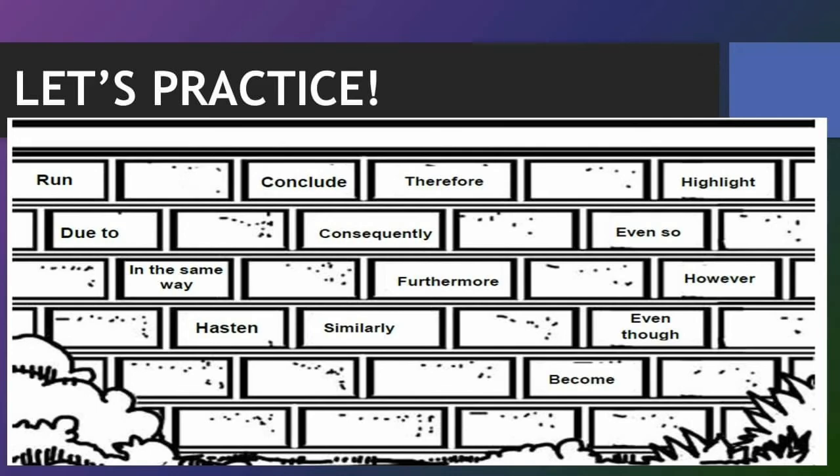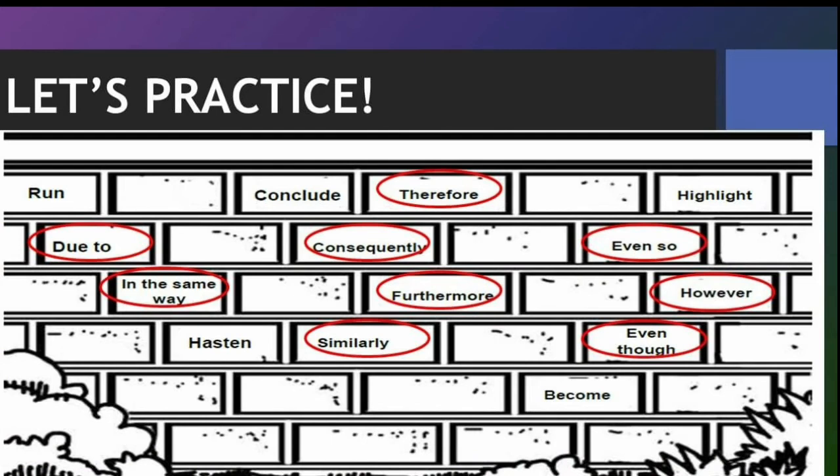Time's up. Let's check your work. So these are the answers. These are the transition words that we picked out from the brick wall. First, we have therefore. Next, due to. Consequently. Even so. In the same way. Furthermore. However. Similarly. And even though. Please check your work. So we're done with part 1 of our practice exercise.